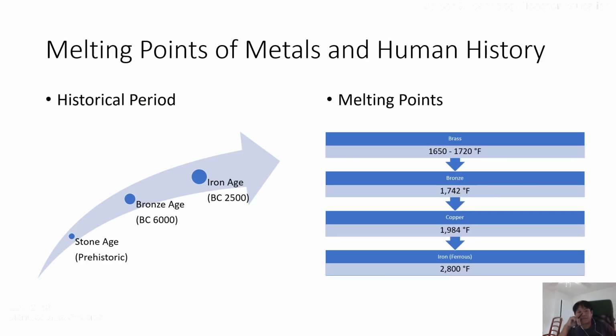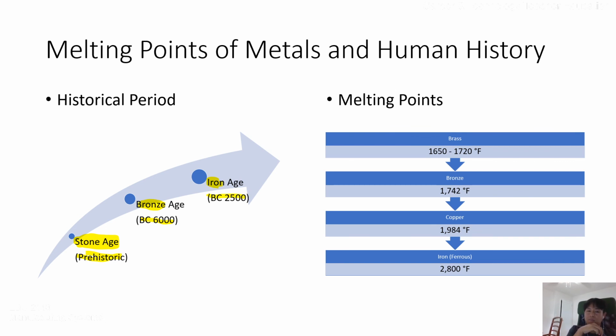And let's look at here. This is a historical period of human history that is classified by the tools and weapons made by humans. So in the Stone Age, people made tools and weapons using stone. That's why they define it as the Stone Age. And the Bronze Age, where bronze was widely used for tools. And the Iron Age. You can see their ages: prehistoric, BC 6000, BC 2500.